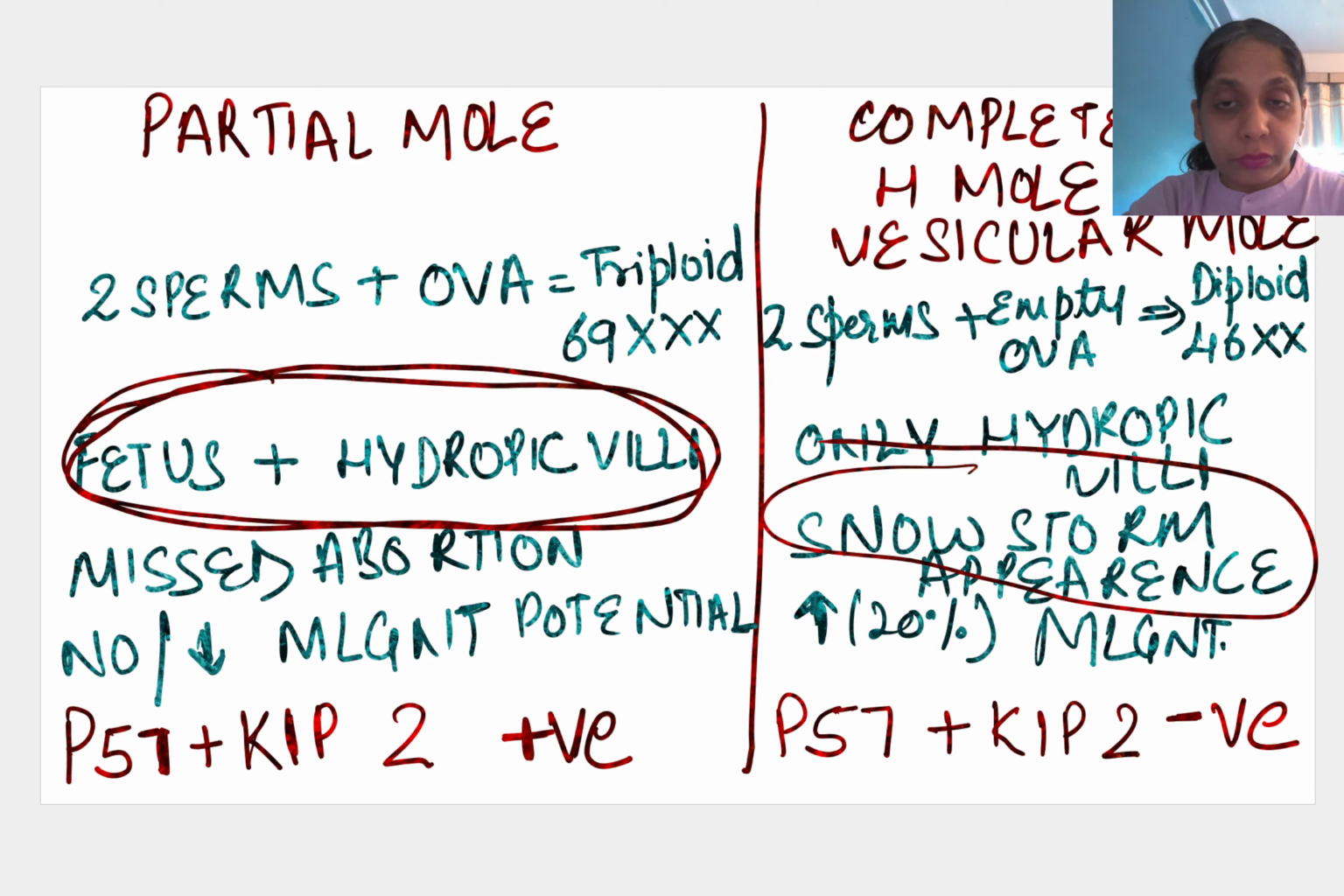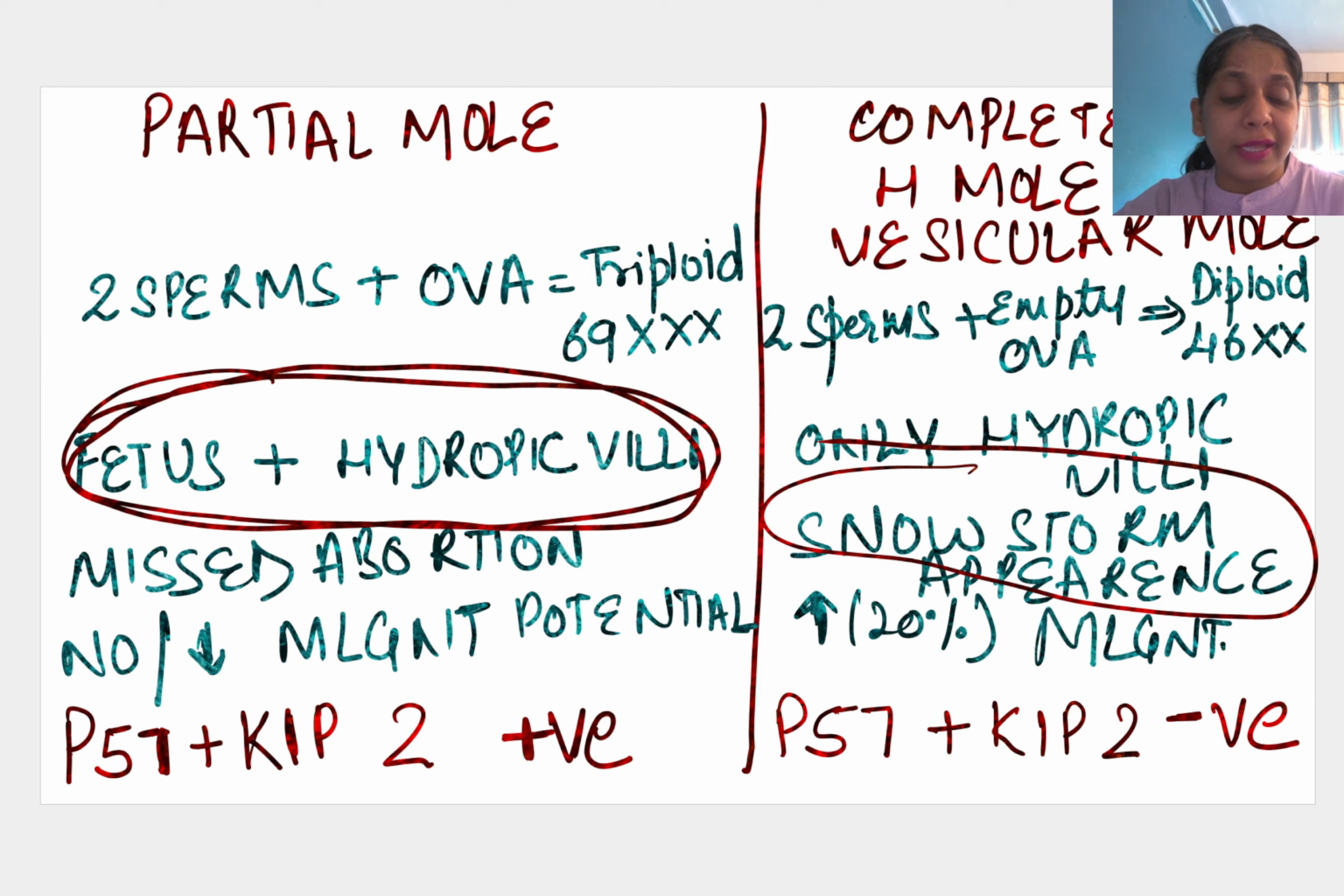And this partial mole has very little malignant potential. Earlier when we used to study, we used to say that there is no malignant potential, but now one or two cases have been reported with malignant potential, so we say decreased malignant potential. If it is a partial mole, then there are high chances that this case is not going to progress to malignancy. But a complete mole has 20% chances of going into malignancy.